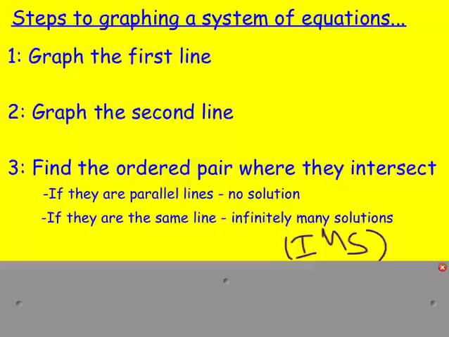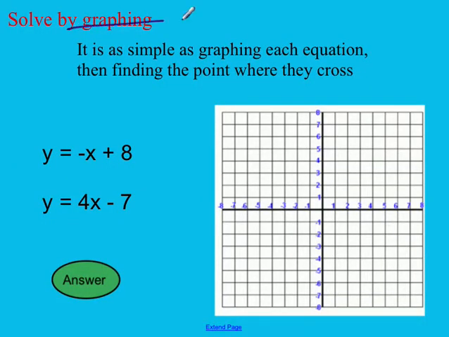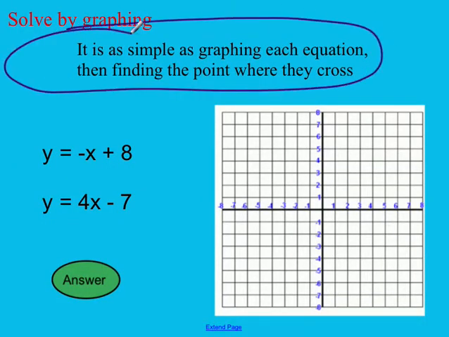Let's take a look at that little box up there. So this is what you're going to put in that box up top, and that is that it is as simple as graphing each equation and figuring out where they cross. Let's go ahead and try that with this first one.